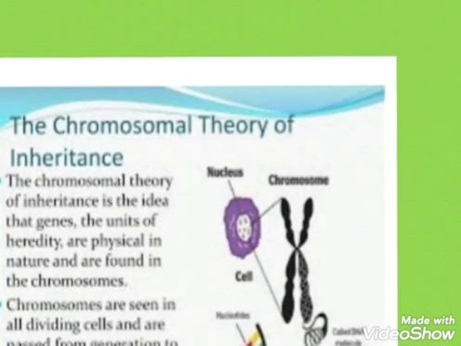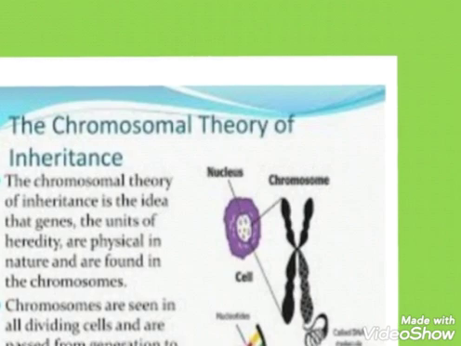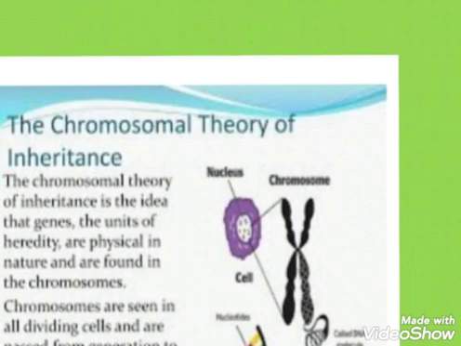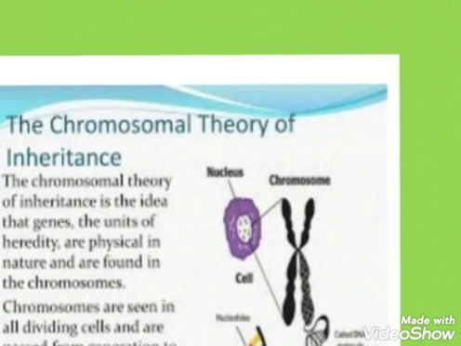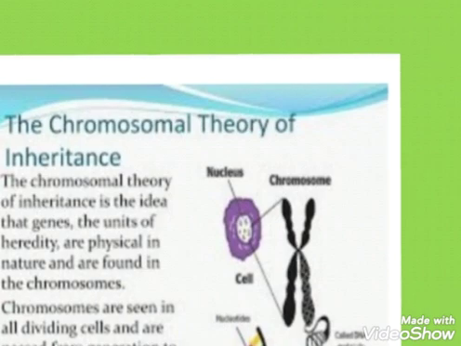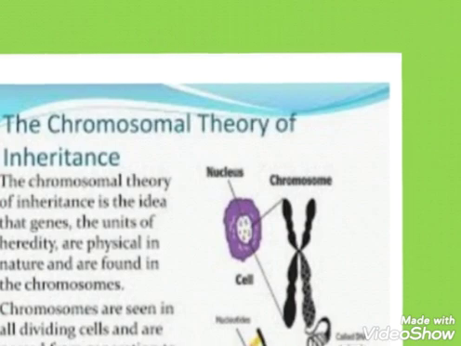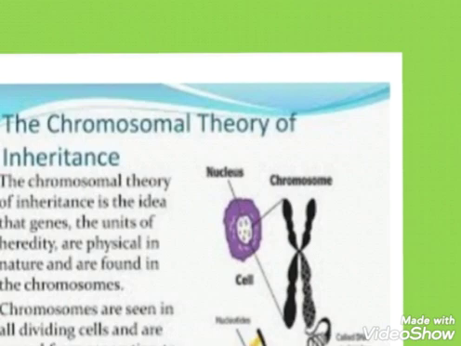All the cells contain cytoplasm and nucleus. Inside the nucleus, chromatin reticulum is present. At the time of cell division, at the time of meiosis or mitosis, this chromatin reticulum uncoils and becomes chromosome. In the chromosomes, many genes are present, and each gene is present in a specific locus. So, if you know all these basic things, you can easily understand the chromosomal theory of inheritance.